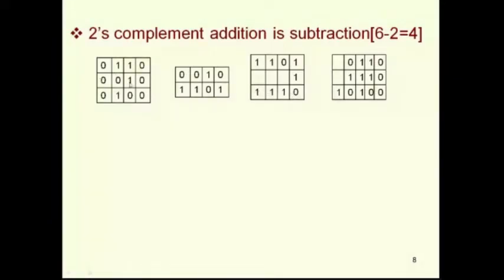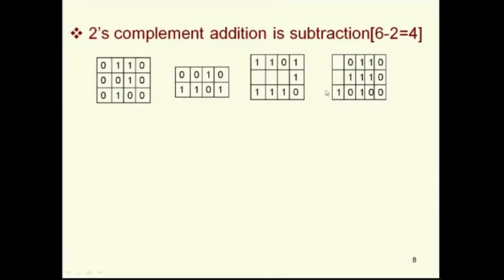So 1, 1, 1, 0 is the 2's complement of this 2. Now we can add this with 6. So 0, 1, 1, 0 is 6, and 1, 1, 1, 0 is the 2's complement of 2. Now if we add this, 0 plus 0 is 0, 1 plus 1 is 10, so 0 and there is a carry 1. So 1 plus 1 plus 1 means 11, so again the carry 1, so 1 plus 1 is 0.